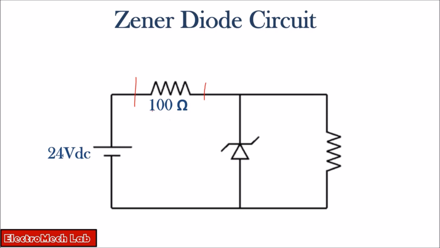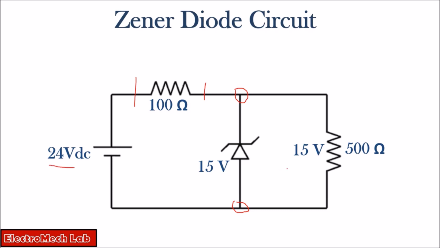Zener diode is also a diode. So we are using here a 100 ohm current limiting resistor, and I am assuming that our load resistance is 500 ohm. I have taken a Zener diode of 15 volt. As I told you earlier, the voltage across the diode remains constant, so the voltage across this diode will remain 15 volt. And this load is connected in parallel with this Zener diode, so the same voltage will remain here, 15 volt.